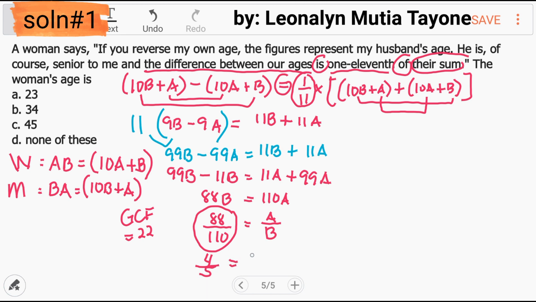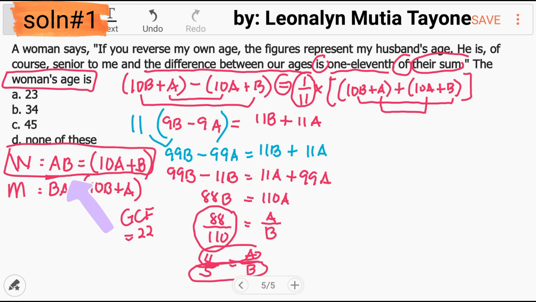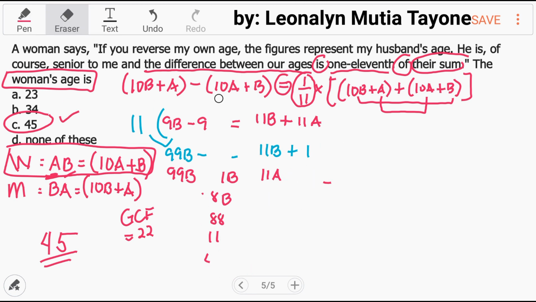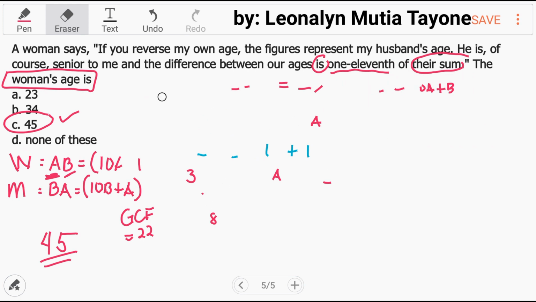So, 4 over 5 is equals to A over B. Therefore, ang A ay equals to 4, ang B ay equals to 5. Ang tanong dito, woman's age, ang edad ni babae, A, B. Ang A ay 4, ang B ay 5. So, ang sagot dito ay 45. Now, let's do solution number 2.